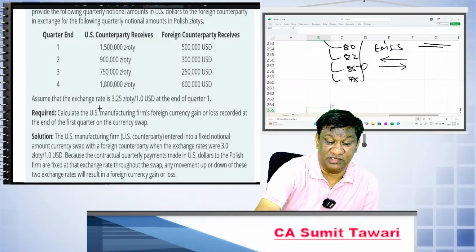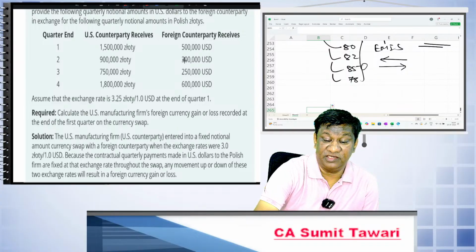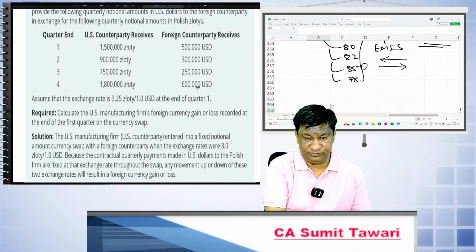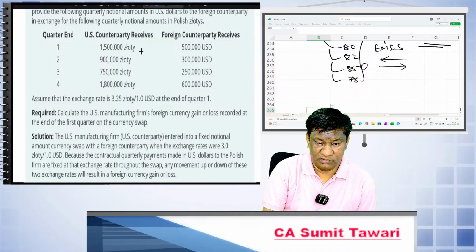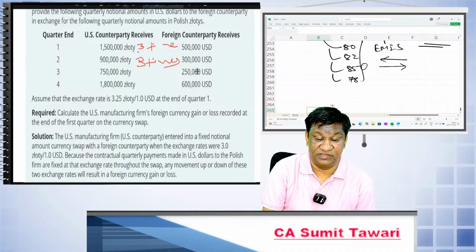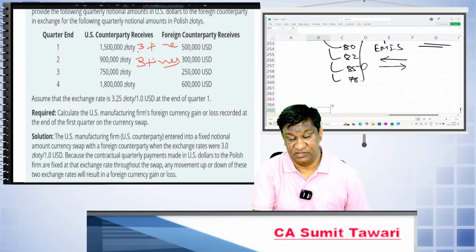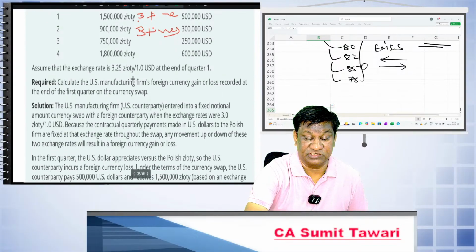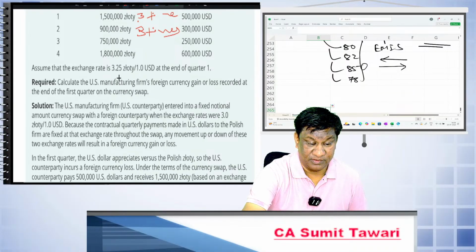In that situation, the current exchange rate is 3.25. Here, everything is at the exchange rate of 3. 3 times 3 is 9, 5 times 3 is 15, 2.5 multiplied by 3 is 7.5, 6 multiplied by 3 is 18. And the current exchange rate is 3.25. So if I go with this transaction instead of 3.25, what is the situation?